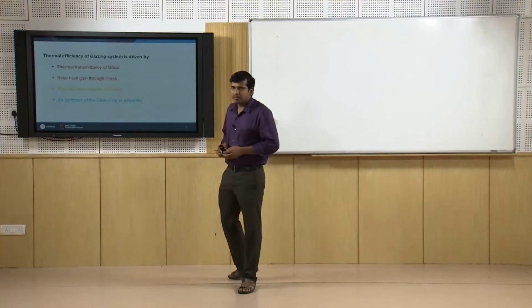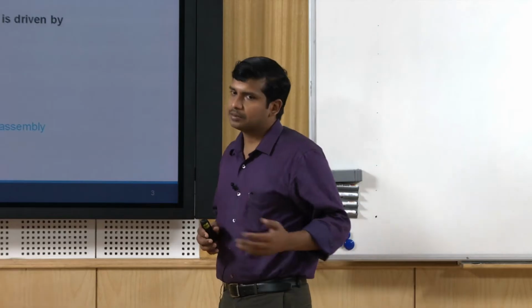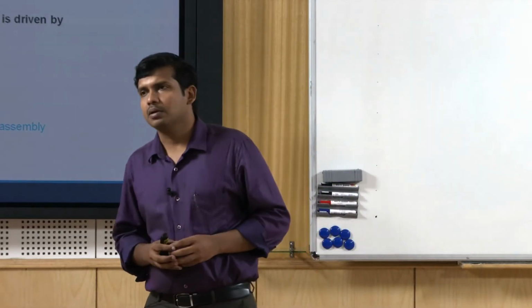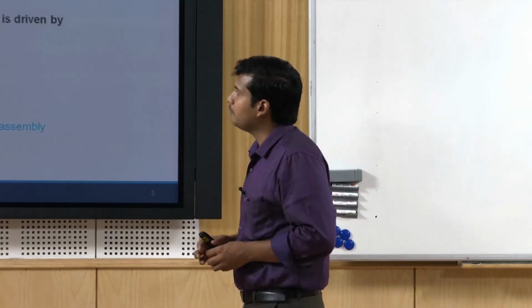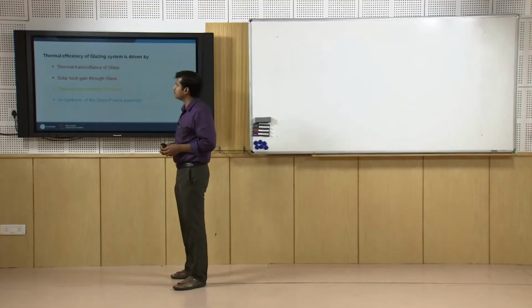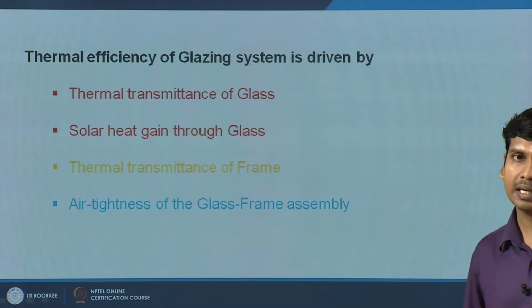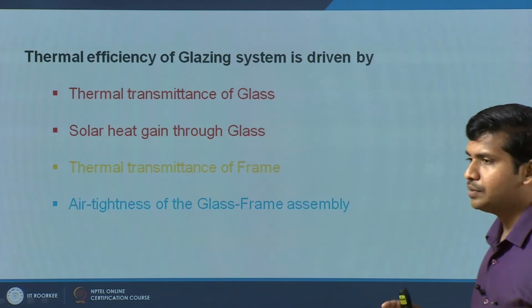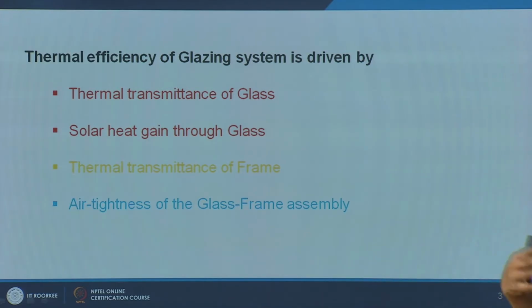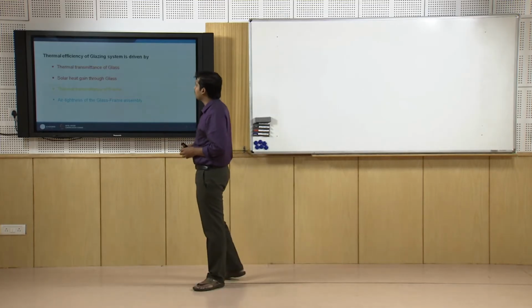So what determines the thermal efficiency of a glazing system? The first thing, of course, is the thermal transmittance of glass, the U value, same as we talked about for walls. The most commonly referred property is the thermal transmittance of glass. The next important factor is solar heat gain through glass, which ranges from 0 to 1. We will look at this factor more closely. This tells you how much radiant heat gets into the system, apart from the conductive heat transfer.